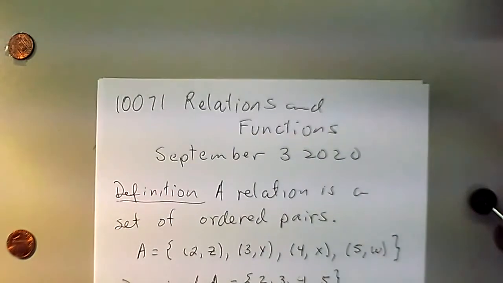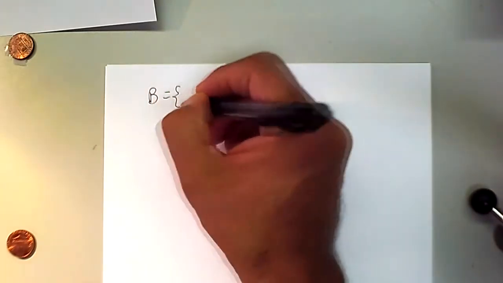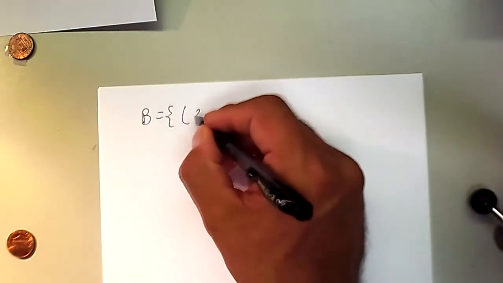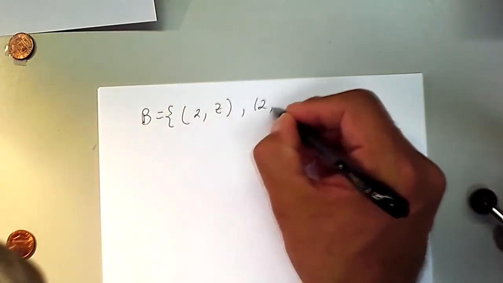All right, let's have more relations. B, so more examples of relations. Say you have 2Z and 2Y. 2Z and 2Y.